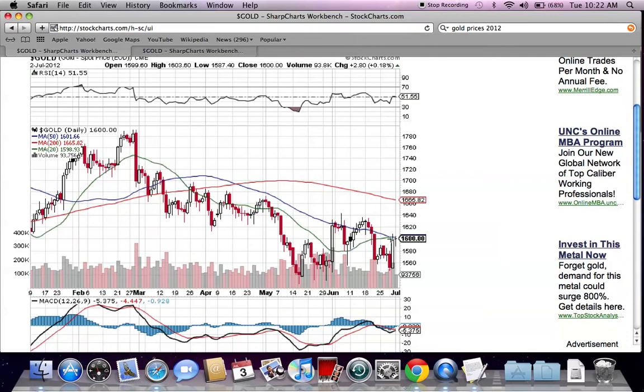It's good to see the price of gold above its 20 and 50-day moving average, but let's see if the 200-day moving average can be eclipsed to the upside.